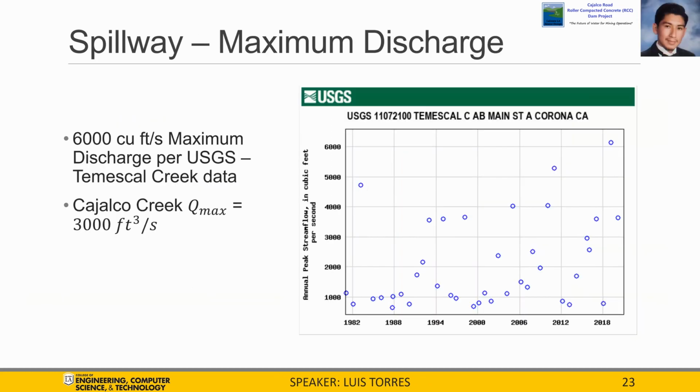To start our spillway design, we needed to determine the maximum discharge rate we should expect for Cajalco Creek. In our research, we found nearby precipitation data from a gauge point taken for Temescal Creek, which had a maximum discharge of about 6,000 cubic feet per second. Riverside County's flood control website stated that Cajalco Creek would receive about half of this watershed discharge. Therefore, we used 3,000 cubic feet per second for our calculations.